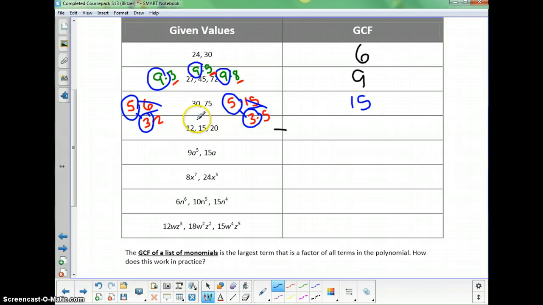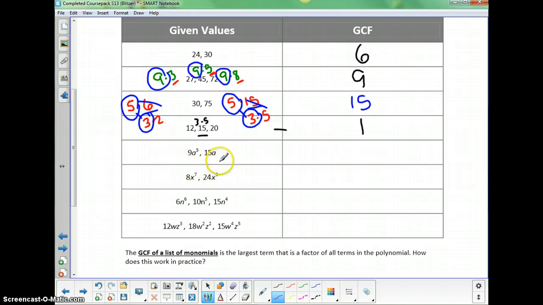Okay, so let's start breaking these down again. The easiest one to break down is 15. There's only one way to make a 15. There's a couple of ways to make 12, 2 and 6, 3 and 4, and so on. So I'm going to start with 15. 3 doesn't go into all of them. 5 does not go into the 12, so the greatest common factor is 1. 1 will go into anything, but there's no number larger than 1 that goes into all 3 of those numbers. So it's just 1. Okay?